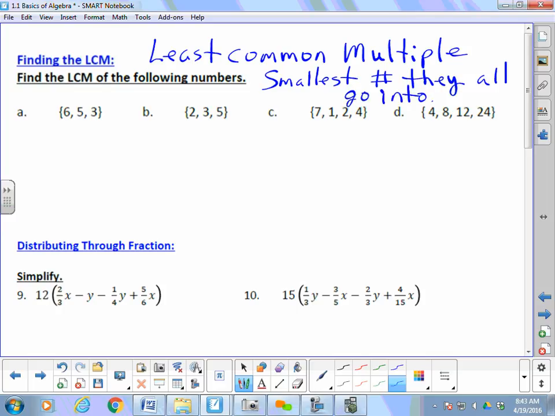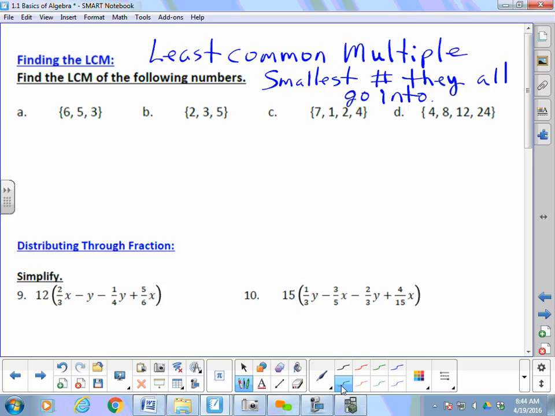Smallest number they all go into. All right, the LCM. So what's one way I can find the LCM? One would be the greatest common factor. Okay, the GCF.